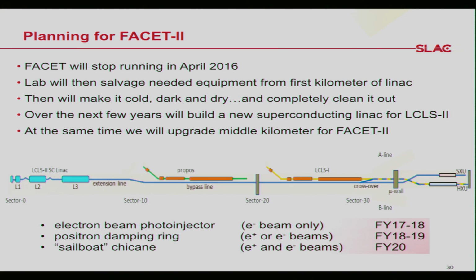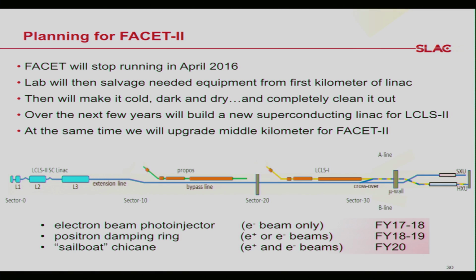Second phase, we're going to add a new damping ring inside the linac tunnel to allow us to get positrons going again. And then the third thing, which is really cool, is we're going to add the capability called a sailboat chicane. This is a special beamline that'll let us deliver electrons and positrons to the plasma at the same time. So we can do a whole bunch of cool questions with that.